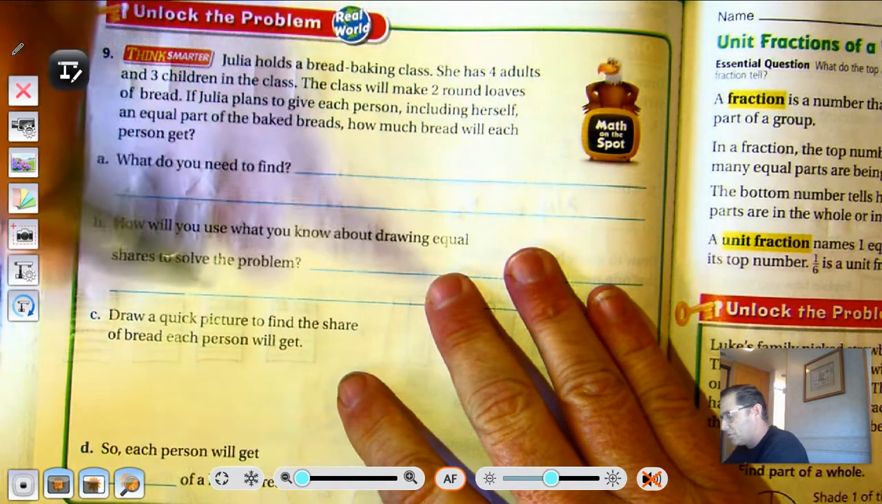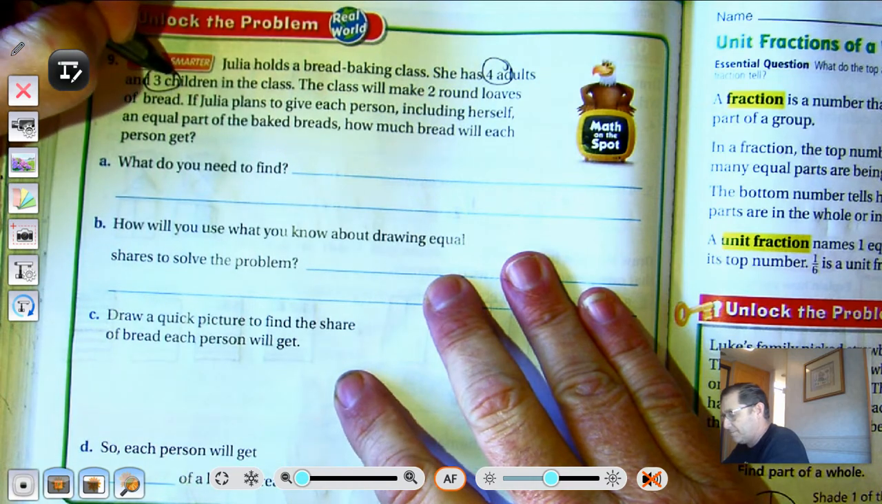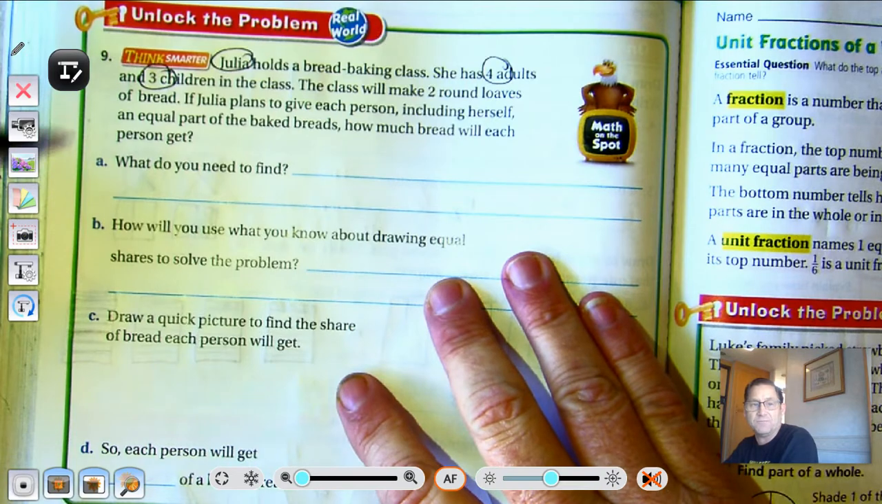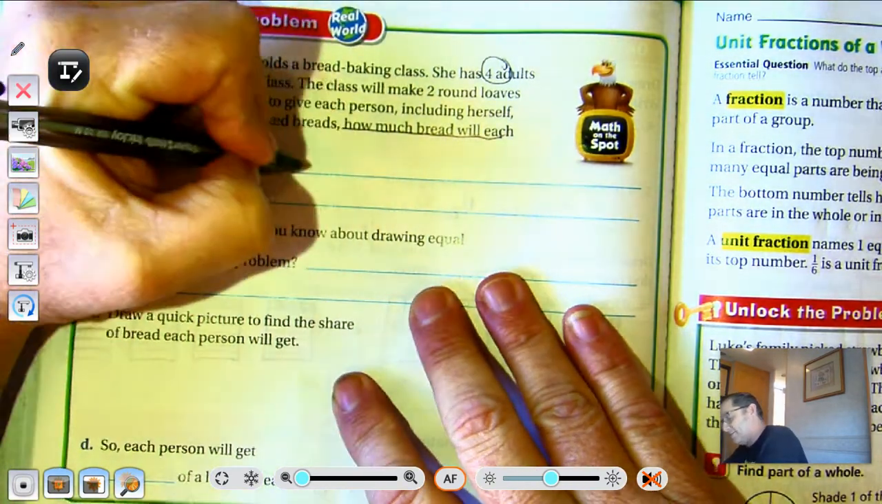Well, okay, so let's go through here and look at some things. We got 4 adults, 3 children, and Julia. So that's 8 people. How much bread will each person get? So that's what we need to find.